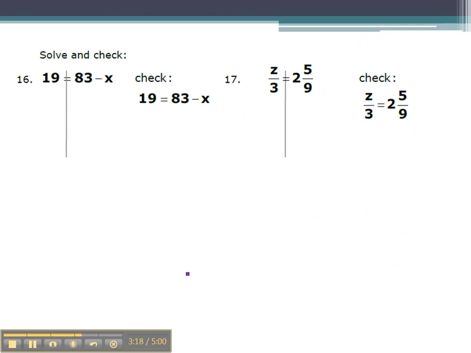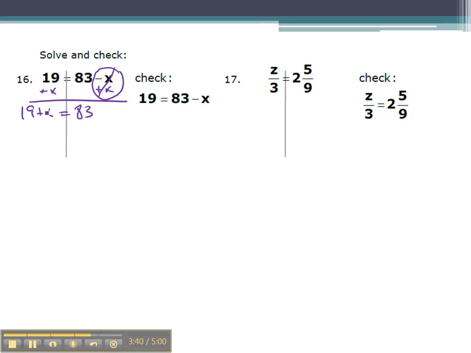Number 16, solve and check. Well, now we have 83 minus x. There's a couple different ways to do this. Maybe the most straightforward way is just to add x to both sides to make this equation a little simpler. Minus x plus x, whatever x is, will equal 0. So we have 83 on the right side equals, on the left side we have 19 plus x.